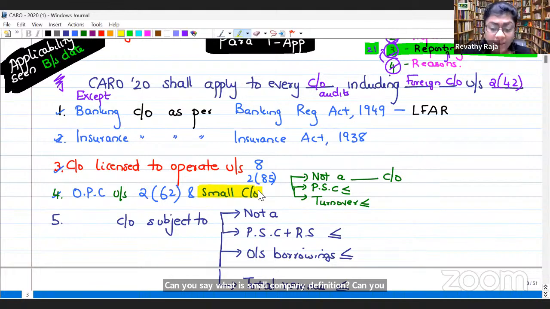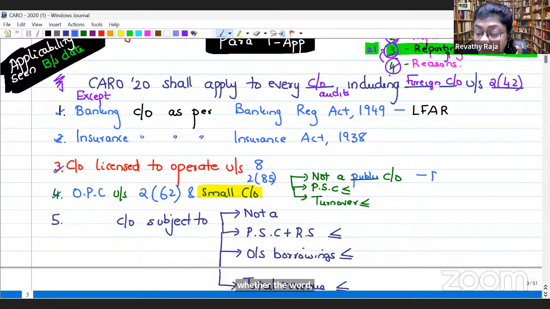When will a company be deemed a small company? First, it is not a public company, meaning it should be a private company. In the exam hall, they won't say whether it is small or not. They will just give the limit. So you see whether the company's name in the exam question has the word PVT. If it is just a limited public company, then it is not small.